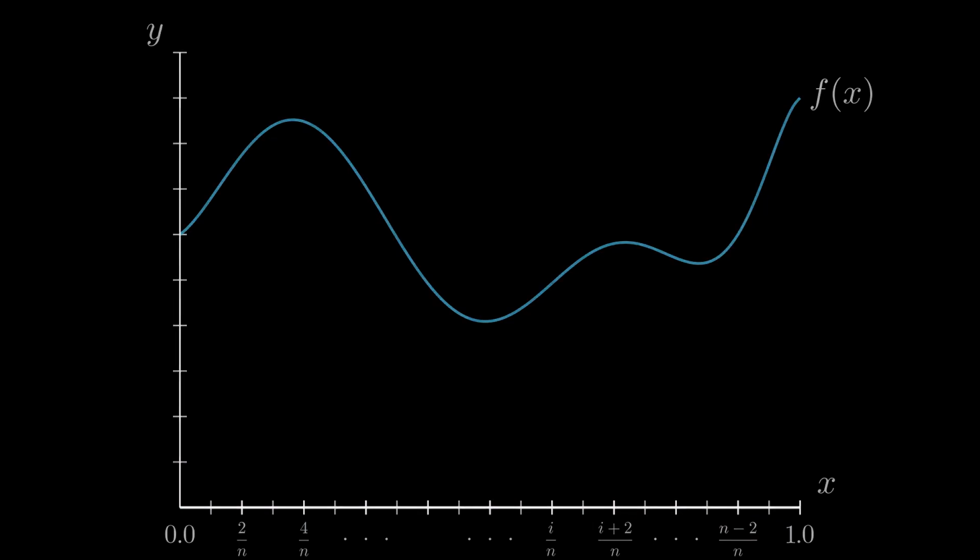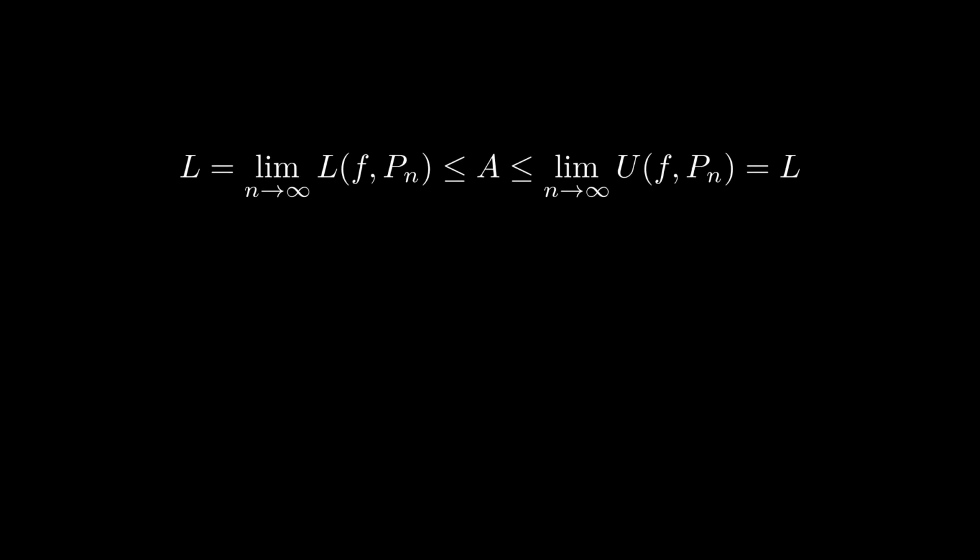So, we have discovered the following. The lower and upper area approximations, called the lower and upper Darboux sums respectively, bound the area beneath f of x from below and from above. If both these sums converge to the same limit L, then that limit equals the area bounded between f and the x-axis, and we call this the integral from 0 to 1 of f of x dx. When this is the case, we also say that f is Darboux integrable, or equivalently, that f is Riemann integrable.